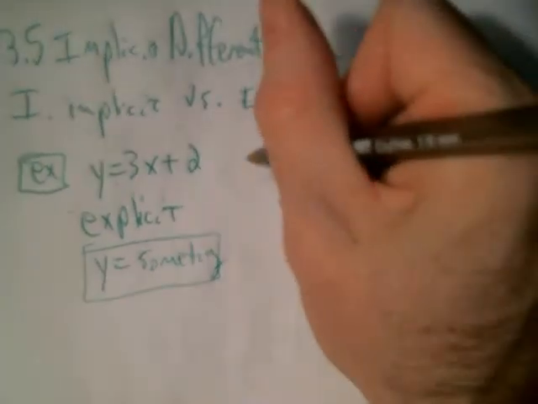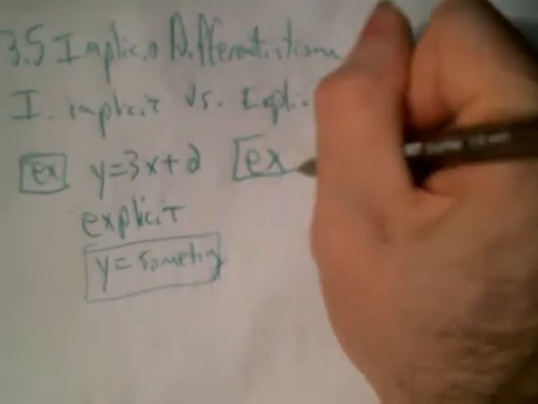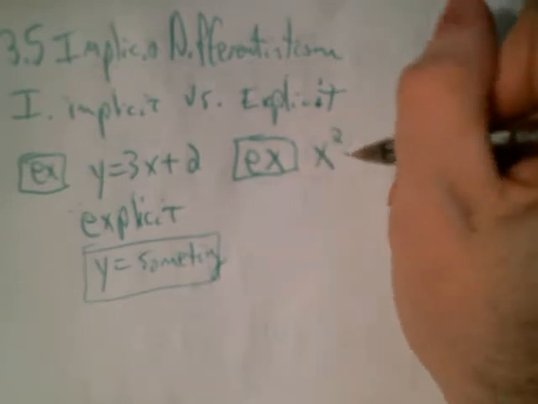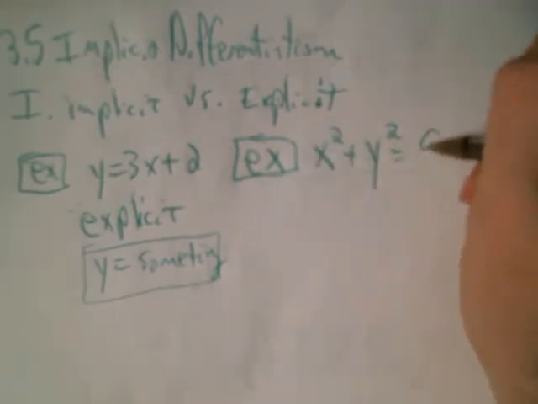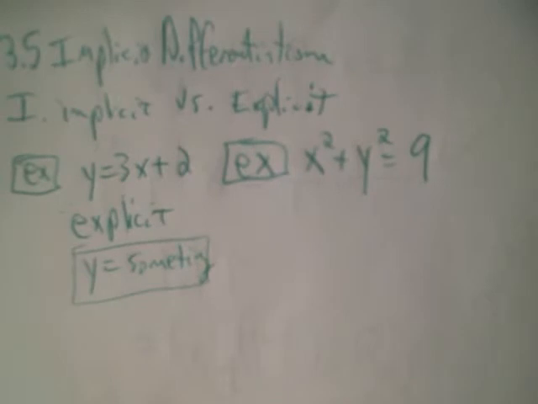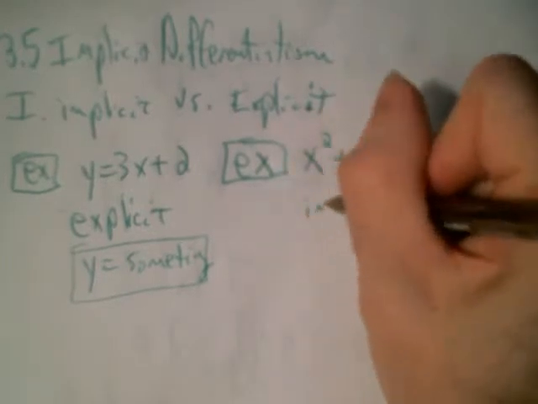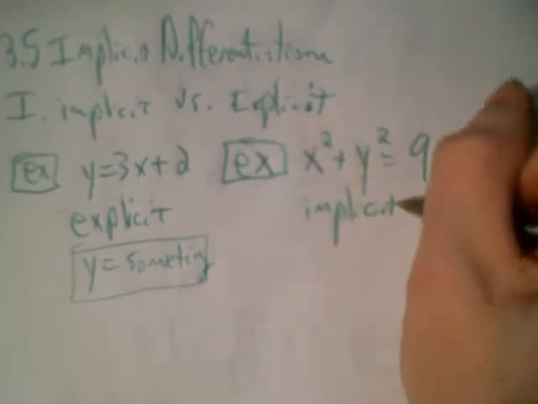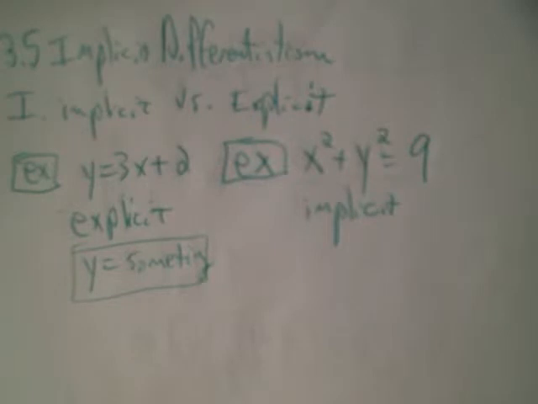So what's an example of something that's implicit that you've dealt with? Well, x squared plus y squared equals 9. Things like that. The equations of circles, the hyperbola, those guys are implicit. Okay, and that's the deal.